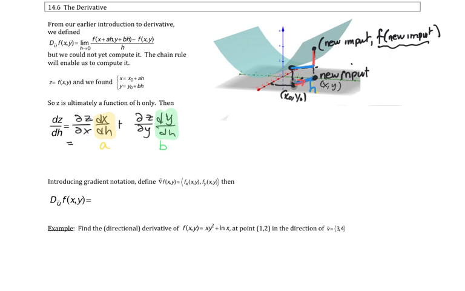partial of z with respect to x. Let me just write that as f sub x. Plus partial of z with respect to y. Let me write that as f sub y. This is how we're going to compute the derivative.